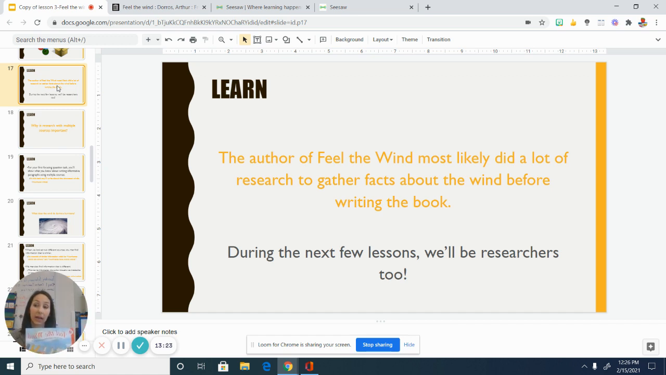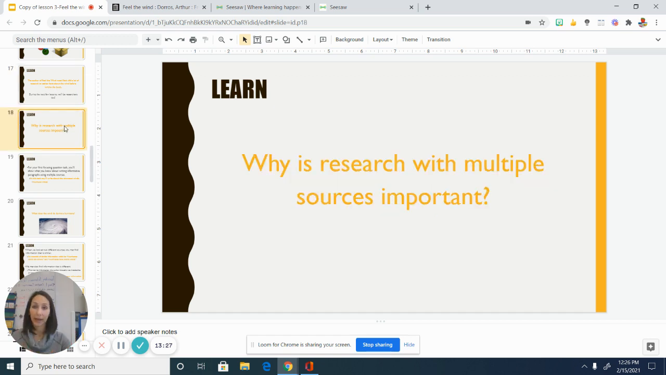for this text. Now, when we get to our next writing task, you're going to get to practice using multiple sources. And I want you just to keep this question in mind. Why is research with multiple sources important? So we'll keep coming back to that, but just keep in mind why you think it might be important to look at more than one source.